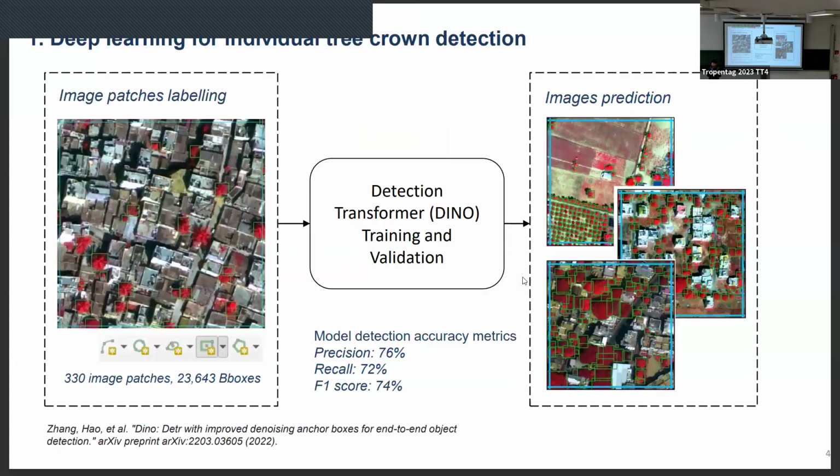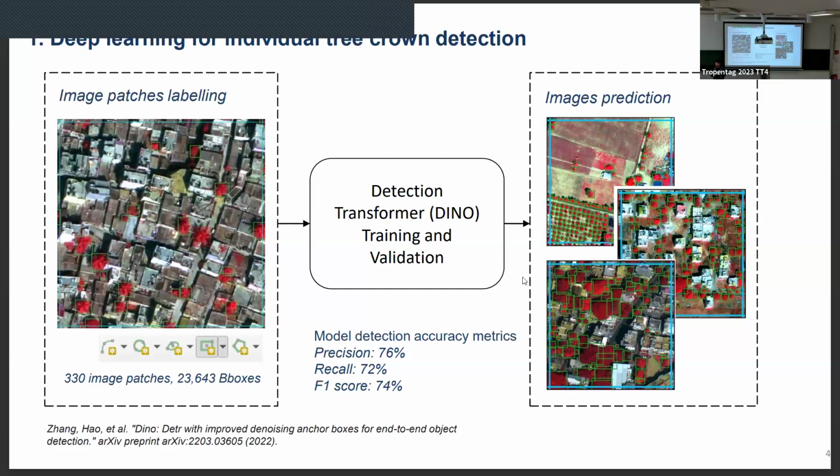In the first part, the deep learning model we chose is a detection transformer. I guess you have all heard about transformers from ChatGPT. Yes, this transformer can also be used for image processing. Here we use it for tree crown detection. To train this detection transformer, we labeled around 330 image patches. That resulted in 23,000 bounding boxes.